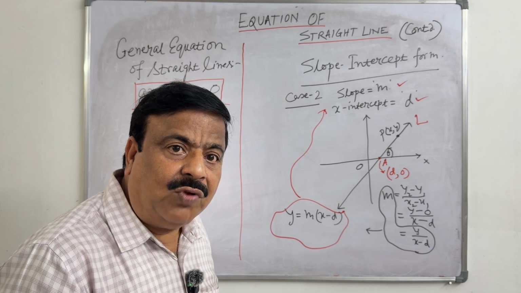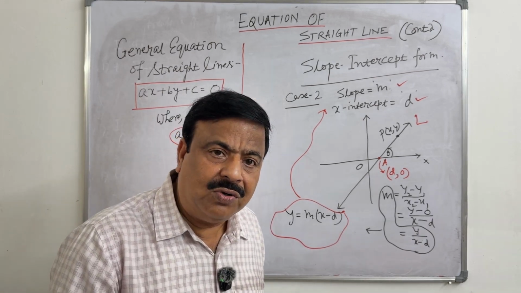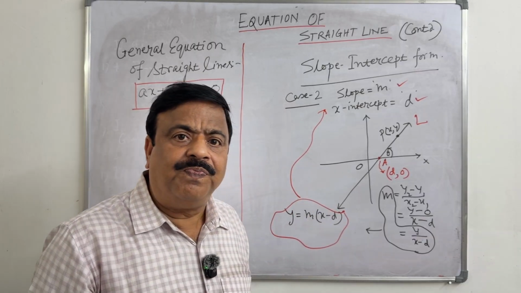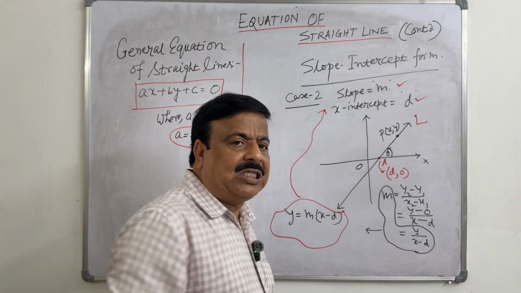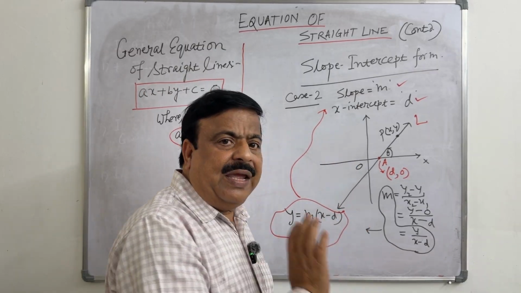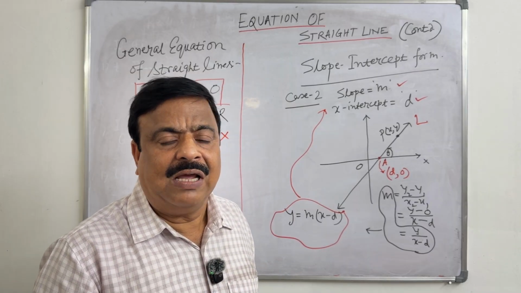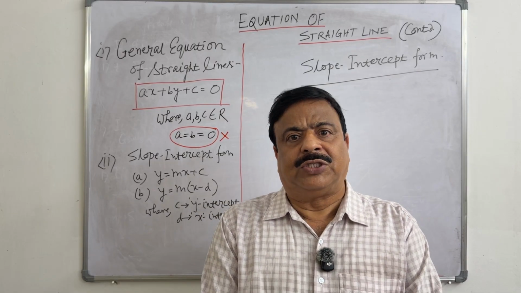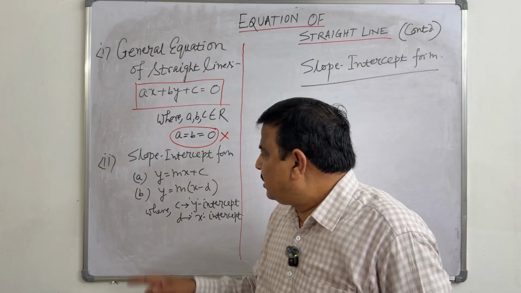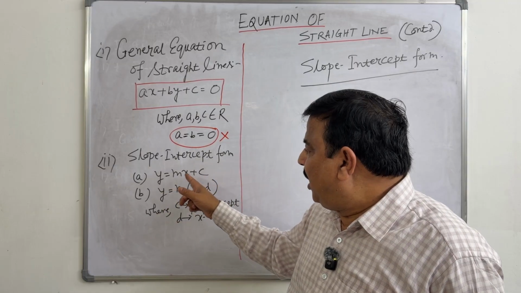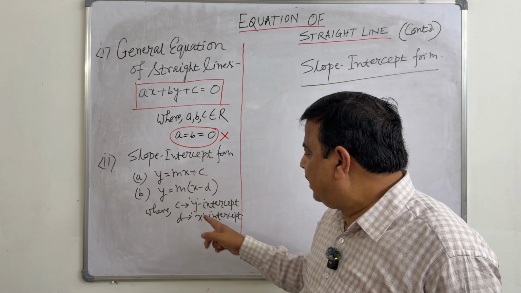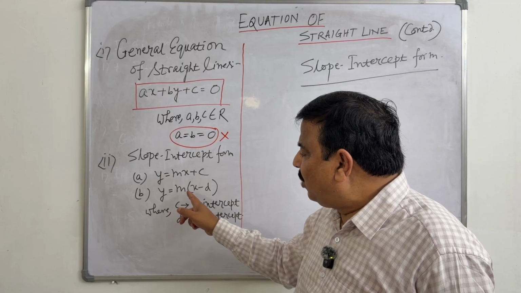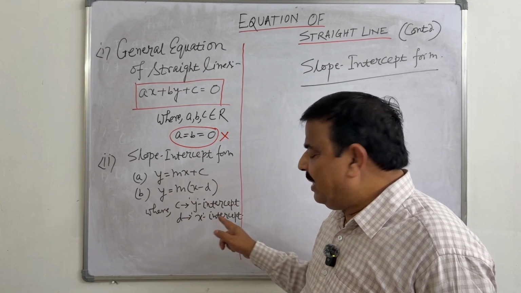So till now what have we learned? We have learned how to find the equation of a straight line in slope-intercept form if the slope is m and the x-intercept or y-intercept is given. So till now you have learned two equations in slope-intercept form. The first one is y is equal to mx plus c, where m is the slope of the line and c is the y-intercept, and the second one is y is equal to m into (x minus d), where d is the x-intercept.